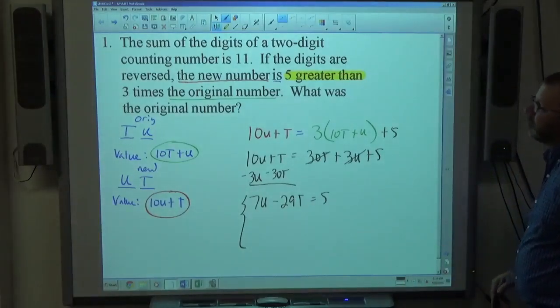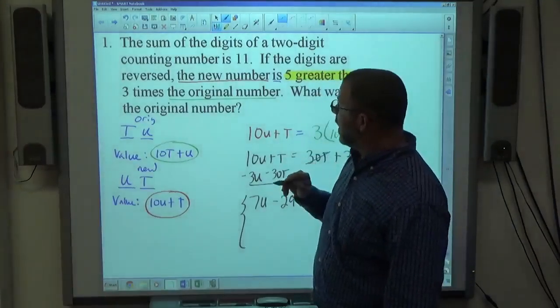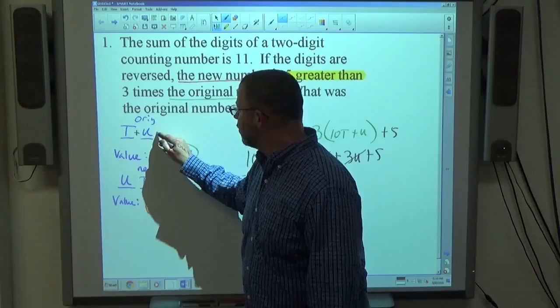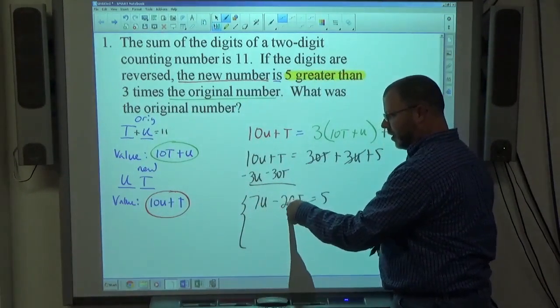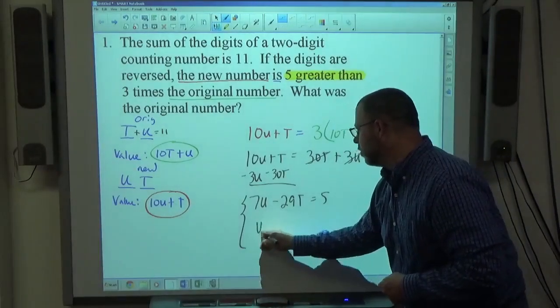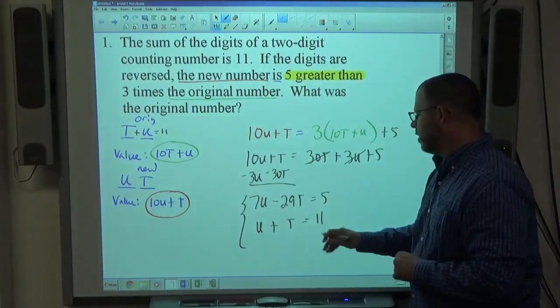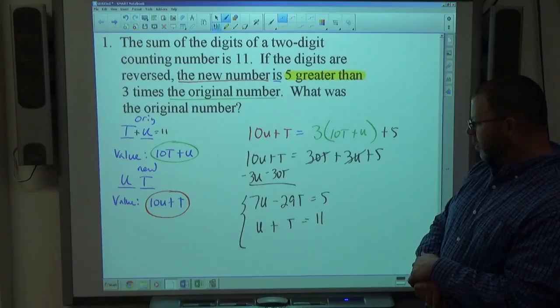Okay, the other equation is a lot simpler. The sum of the digits is 11. Here's the original number, add the digits equals 11. And since this is u first, t second, I'm going to write it that way here. So I'm going to put u plus t is equal to 11. So just like that, we've got ourselves a system of equations.